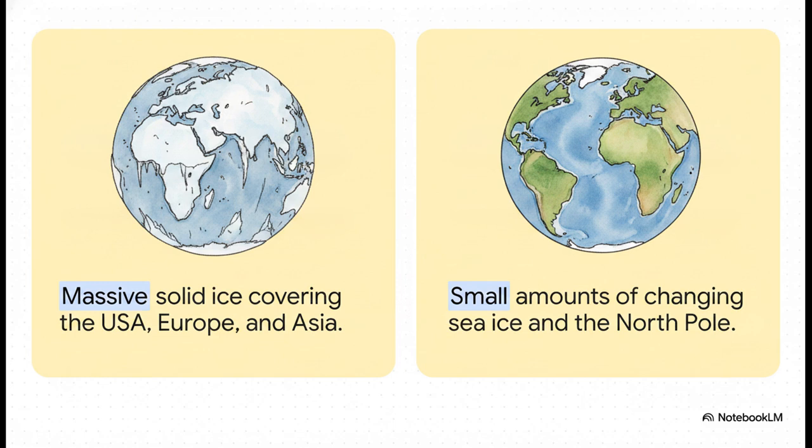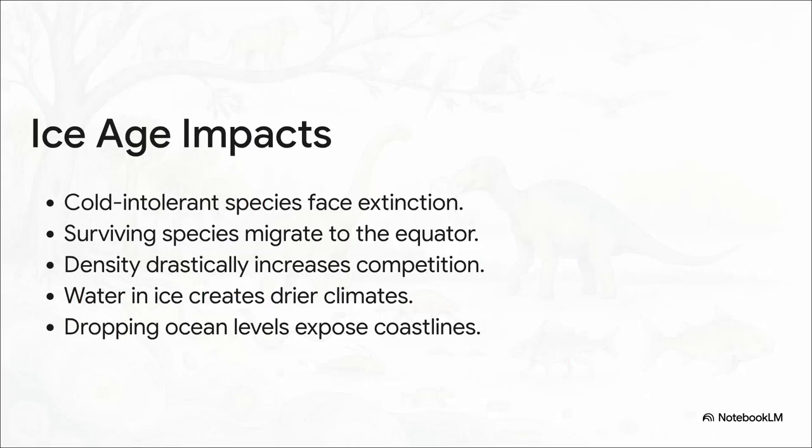We're talking massive ice sheets stretching all the way down through the United States, blanketing the majority of Europe, and covering huge chunks of China and Russia. Compare that to today, where we just have relatively tiny amounts of shifting sea ice up in Greenland and the North Pole. So what does a massive freeze actually do to life? It triggers a brutal planetary domino effect. First, global temperatures plummet, meaning any species that can't handle freezing cold faces immediate extinction. Because of this, everything that survives has to flee toward the warmer equator.